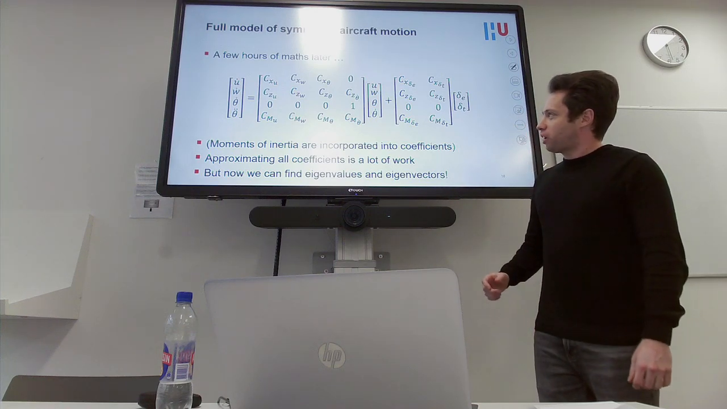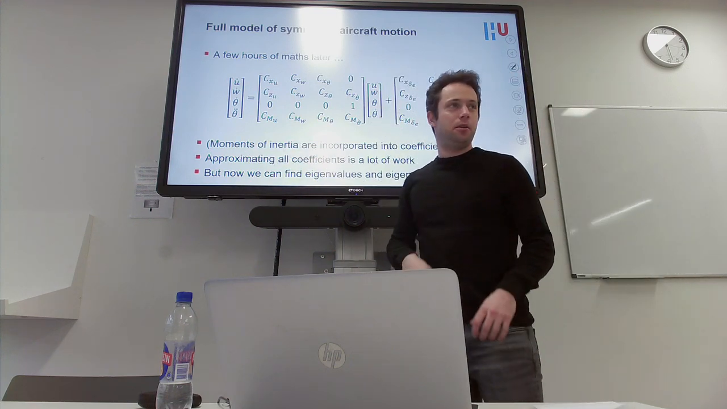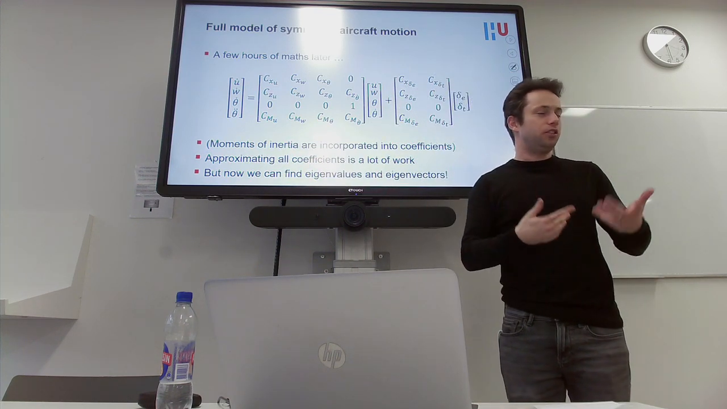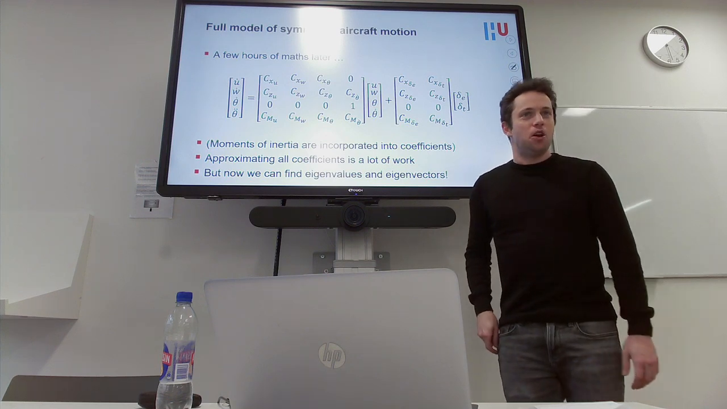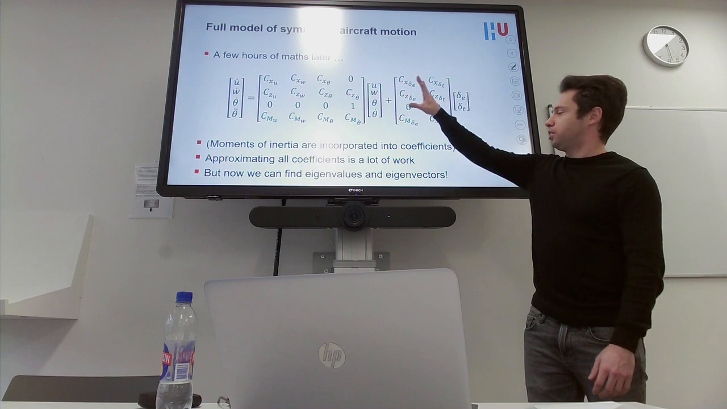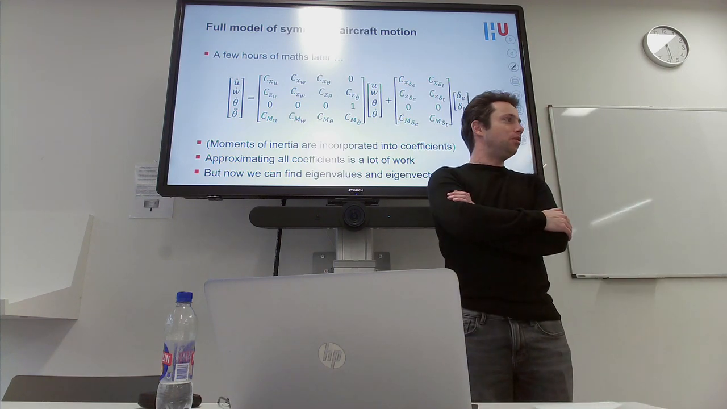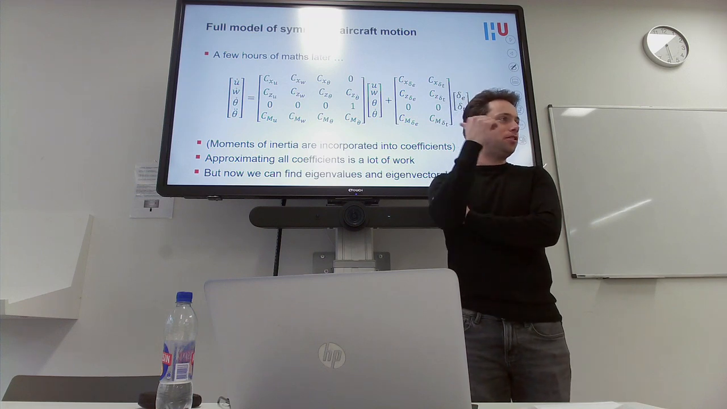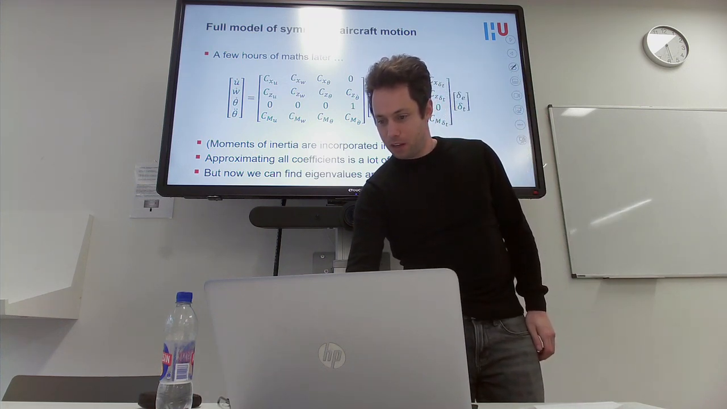A few side notes: we should divide everything by these moments of inertia I, but we kind of plug those into the coefficients. And yeah, this is a lot of work. But for every airplane, you can set up this matrix. And then you can calculate the eigenvalues. So that's cool. So then you go to Python. Python, here's my matrix. Please give me the eigenvalues. And Python says, cool.